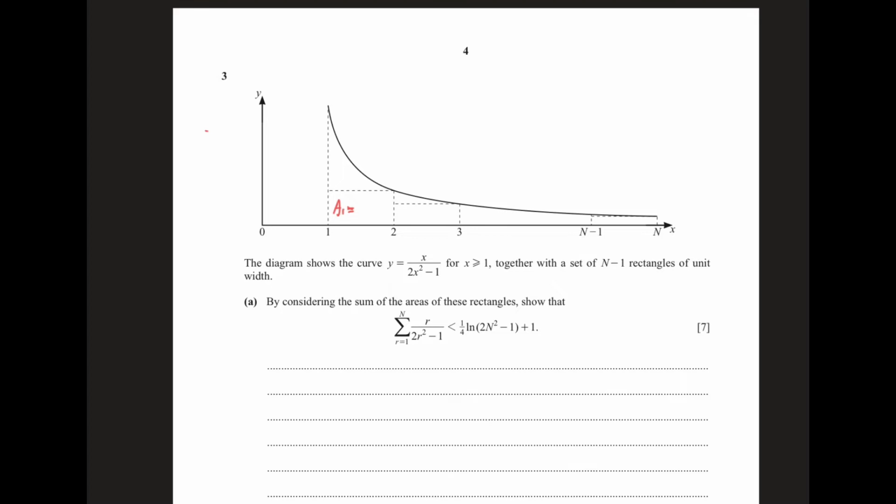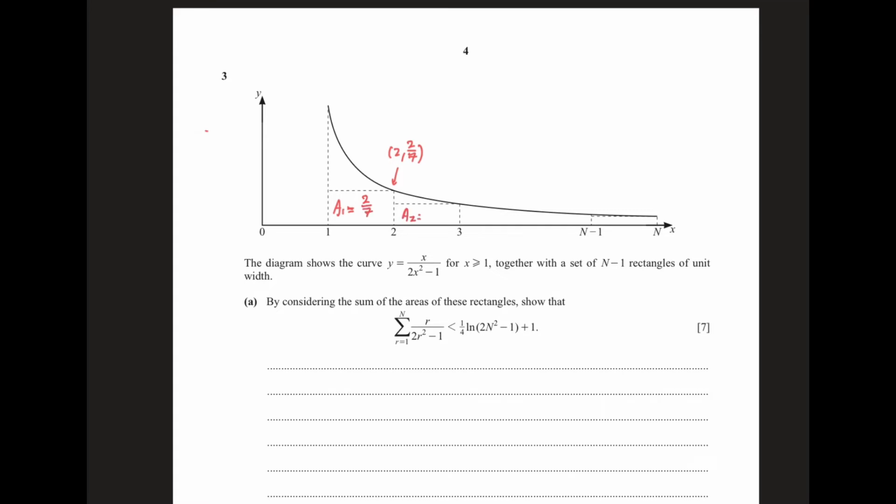Okay, so this point, let's label it first. This point is 2 and 2 over 7. And from here, we can find the area of the rectangle. As the base is 1 and the height is 2 over 7, the area is 1 times 2 over 7. That is 2 over 7.